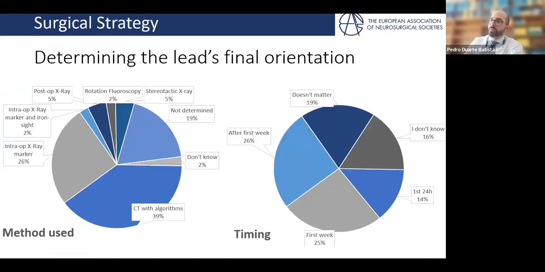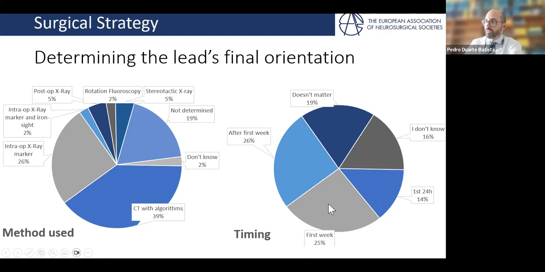Then we moved on to trying to understand what the community is doing regarding the determination of the lead's final orientation. And we can see here that there is a wide variability, either in the method used to determine this final orientation and also in the timing to do so. You can see here that the most used methods are CT with algorithms or the intraoperative X-ray marker.